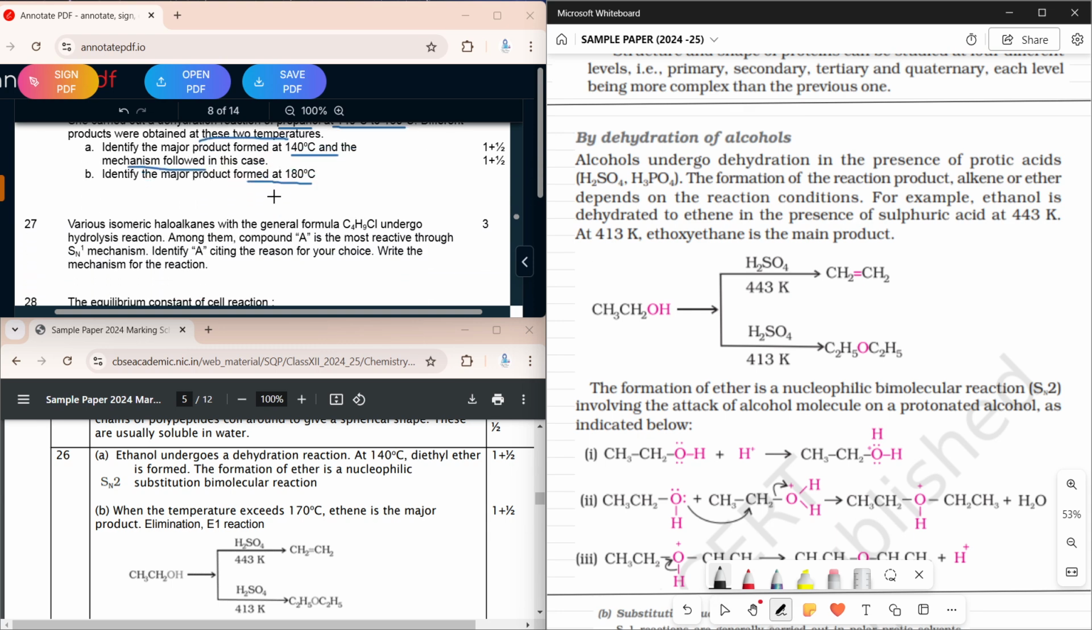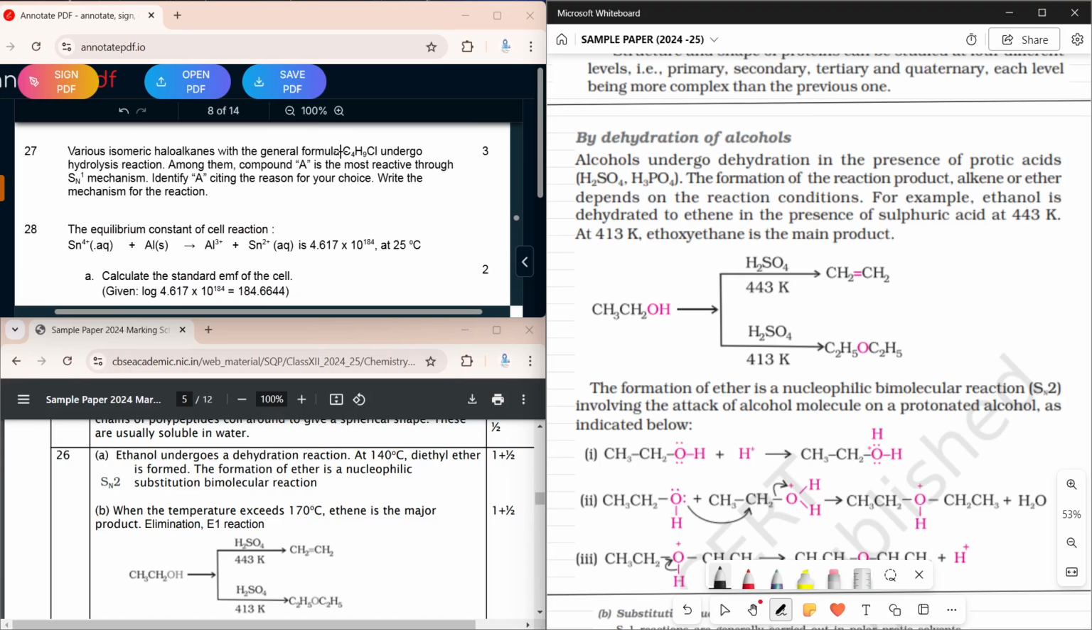All right, now the next question you have over here is: various isomeric haloalkanes with the general formula C4H9Cl undergo hydrolysis reaction. Among them, compound A is the most reactive through SN1 mechanism. Identify A citing the reason for your choice. Write the mechanism for the reaction.